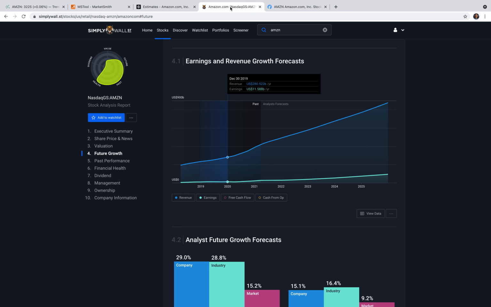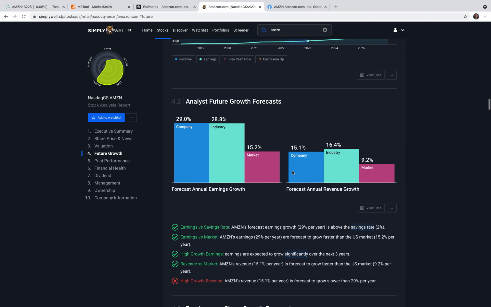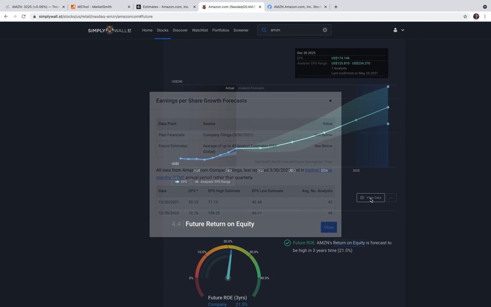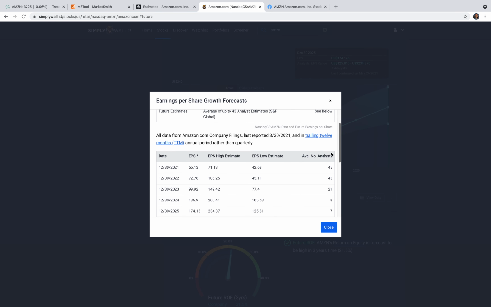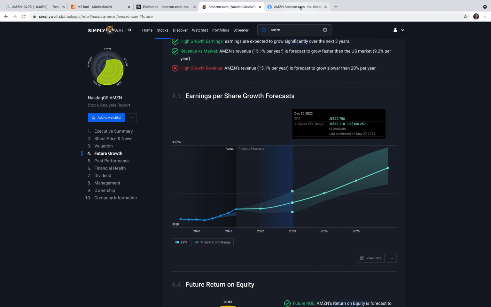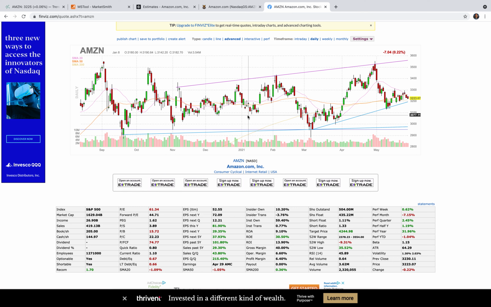Also, I often like to look ahead. This is Simply Wall Street, and they have estimates sometimes, like for Amazon in this case, out to 2025. It gives you future growth forecasts and estimates, both in revenues and earnings. You can also zoom in on the data here, and you can see the number of analysts that give you estimates for 2021, 2022, 2023, 24, 25. The high estimate, the low estimate, and the number involved are all there. So again, the information is out there. There's really no excuse to not be at least aware of it if it's something you're in and trading.